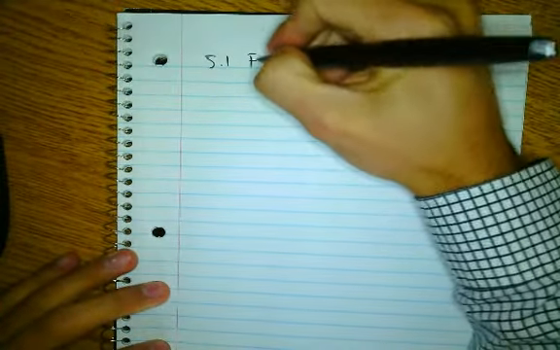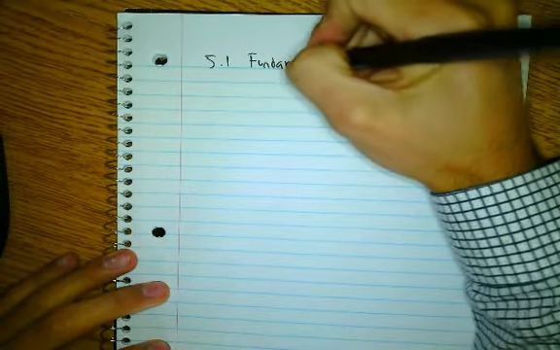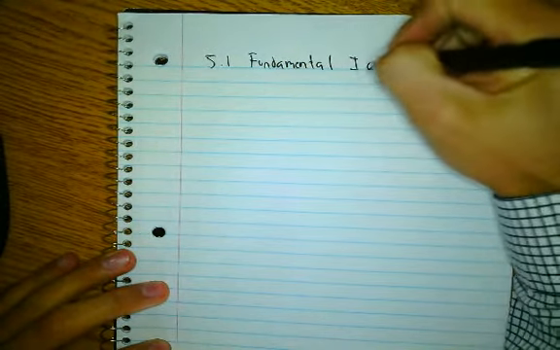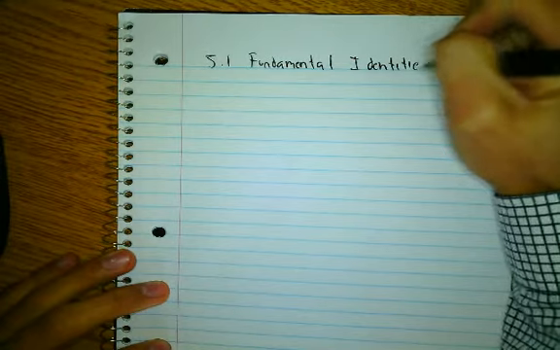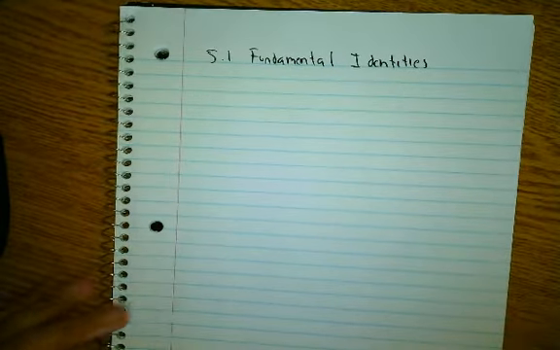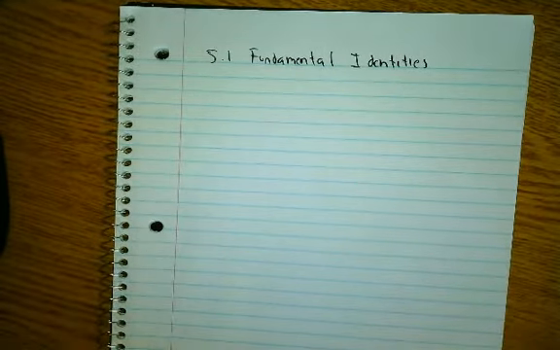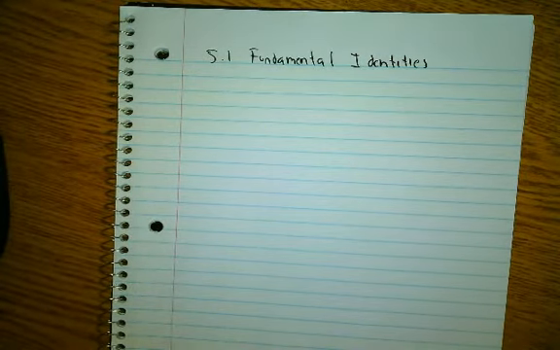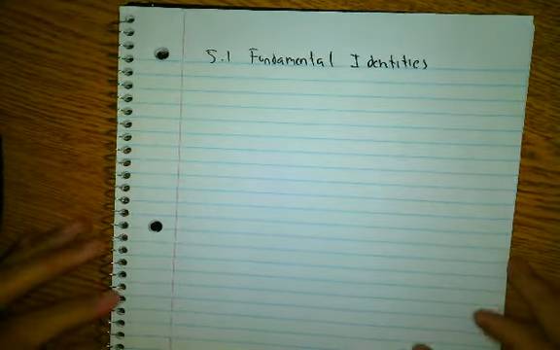Alright guys, so we're going to start chapter 5 section 1 today. The title of chapter 5 section 1 is called Fundamental Identities. Okay? The identities that we're going to cover today, most of them you already know. So I'm just going to refresh your memory on them, okay?